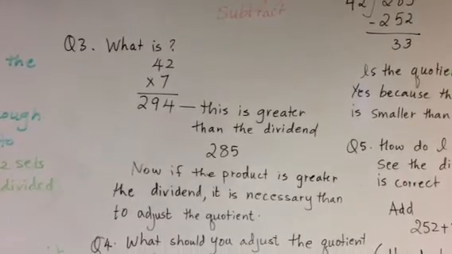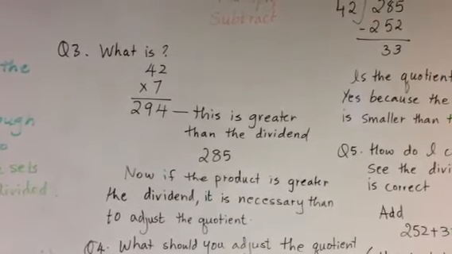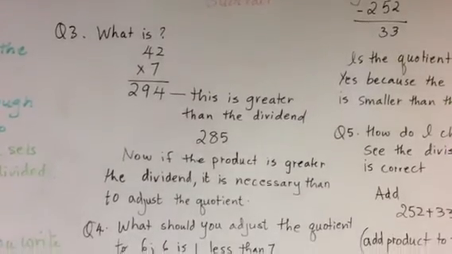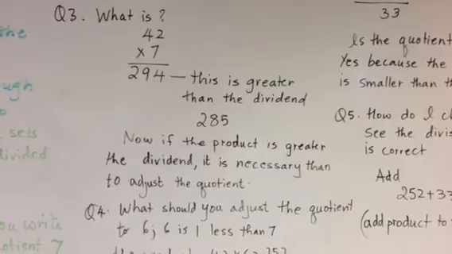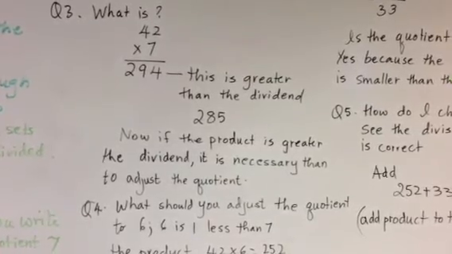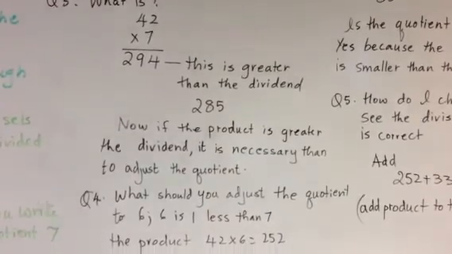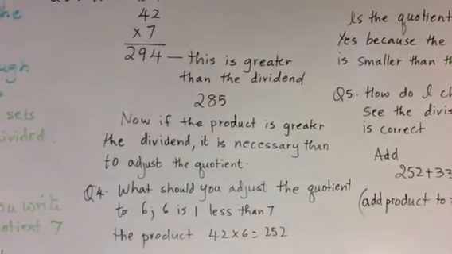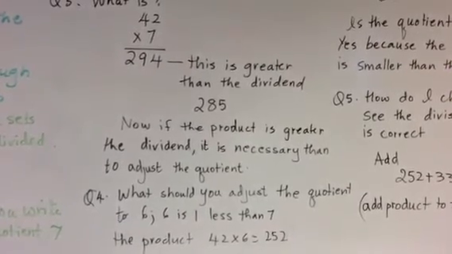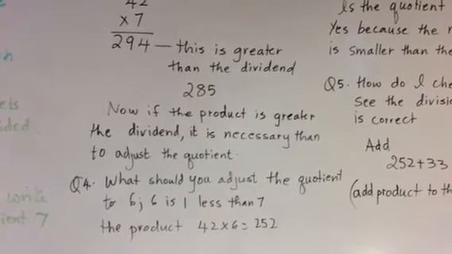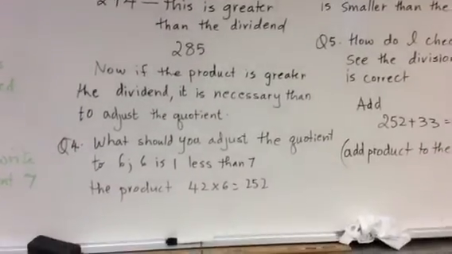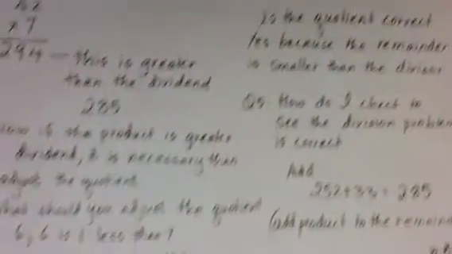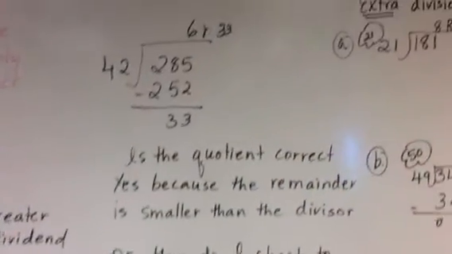Now if the product is greater than the dividend, it is necessary then to adjust the quotient. What should you adjust the quotient to? 6. So 6 is 1 less than 7. The product 42 times 6 is 252. 252 is smaller than 285, so seems like that should be the correct quotient. So here is, I did it.